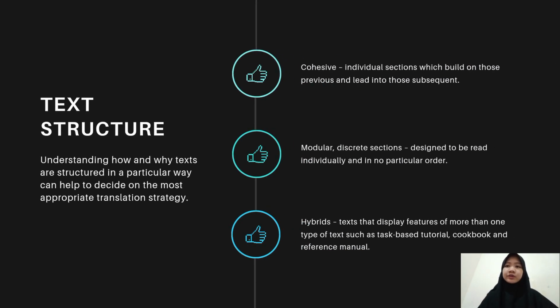And then finally, understanding the structure of a text helps us decide how to translate it. Some texts are cohesive, meant to be read from start to finish, while others are modular, where each section can stand alone and is designed to be read individually in no particular order. And there are also hybrid texts that combine both the cohesive and modular, and each type needs slightly different strategies.